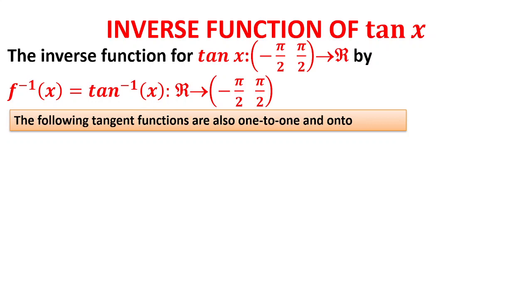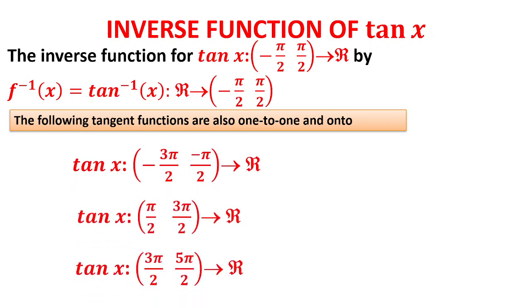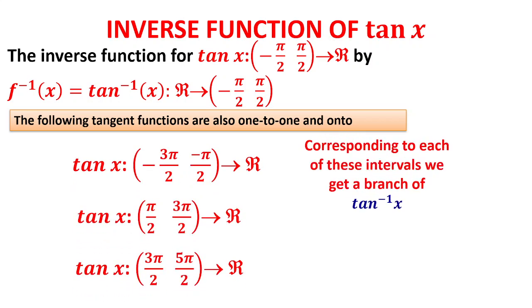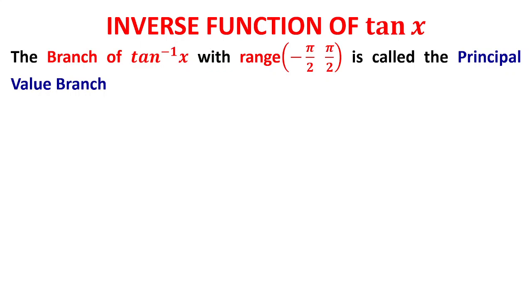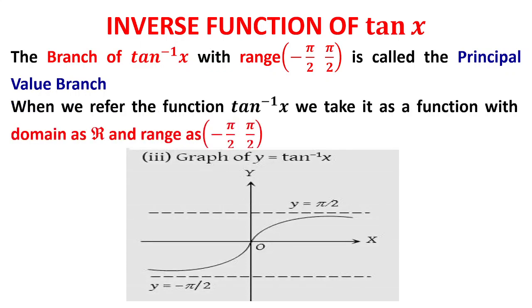As usual, so many tangent functions will also be one-one and onto. We are showing it over here. Therefore, for every branch of it, we will have a branch of tan inverse x. We are showing it in the figure now. Minus 3 pi by 2 to minus pi by 2, there is a branch. Pi by 2 to 3 pi by 2, there is a branch. 3 pi by 2 to 5 pi by 2 also, there is a branch. So many branches are there. But we will take one branch as the principal branch, that is minus pi by 2 to pi by 2. When we refer to the function tan inverse x, we take it as a function with the domain R and range minus pi by 2 to pi by 2.